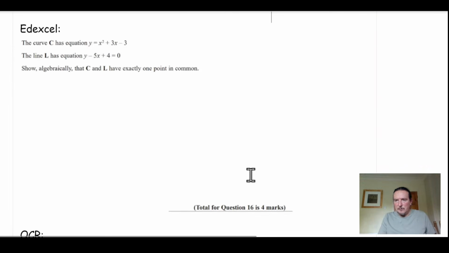Moving on to the EdExcel one. I will do an OCR one in a minute, Javi, so hang in there, I'll come on to it in a minute. But they're all pretty similar. You'd be able to use these skills on all 3 papers.